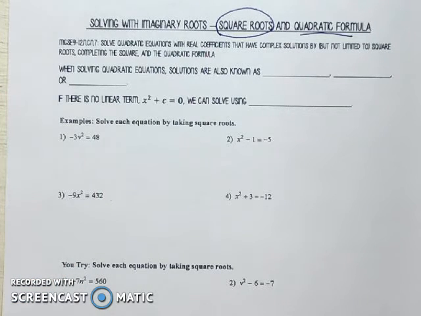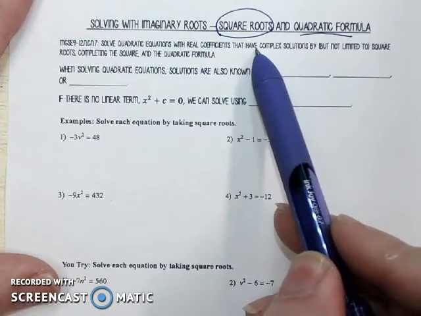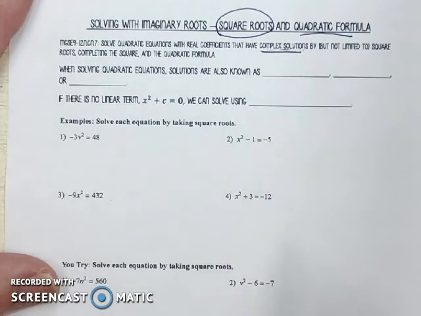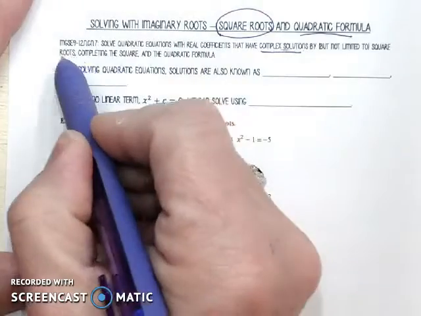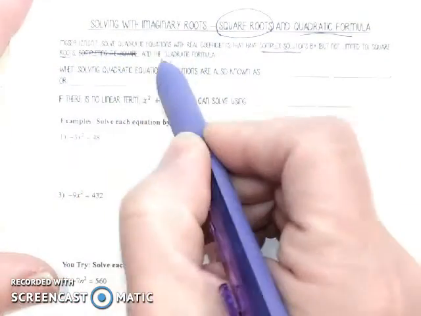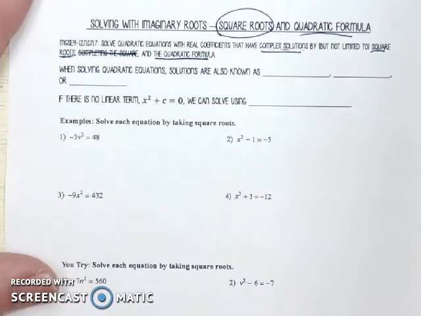I put the standard up here at the top. It's just telling us that all we're doing is finding complex solutions. That means there's going to be a real and an imaginary part. And it's by taking the square root. We are not going to complete the square. It's not required. And quadratic formula. So square roots and quadratic formula.